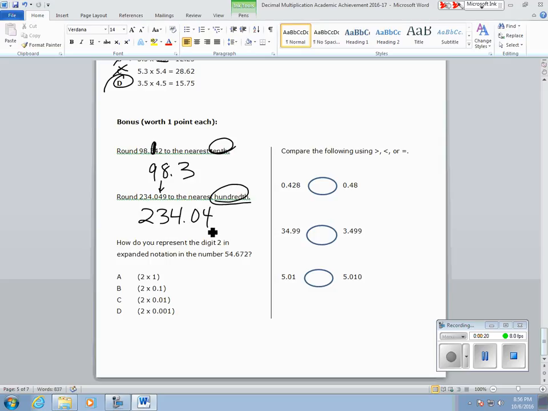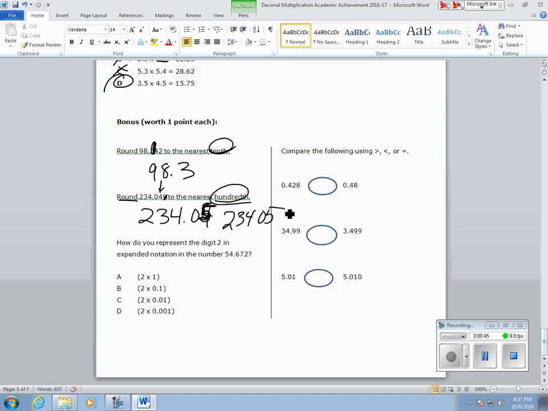234.04. Okay, so you're going to see that this one, if you're rounding, this is the effector, so the 9 is higher, so you're going to round, so that becomes a 5. Sorry about that. So your answer would be 234.05. Okay, in this case, the 4 is not going to change it because your 4 is less than 5.